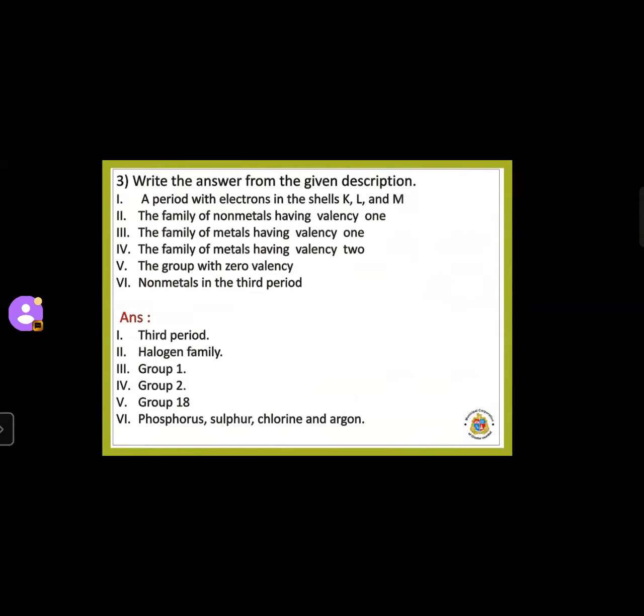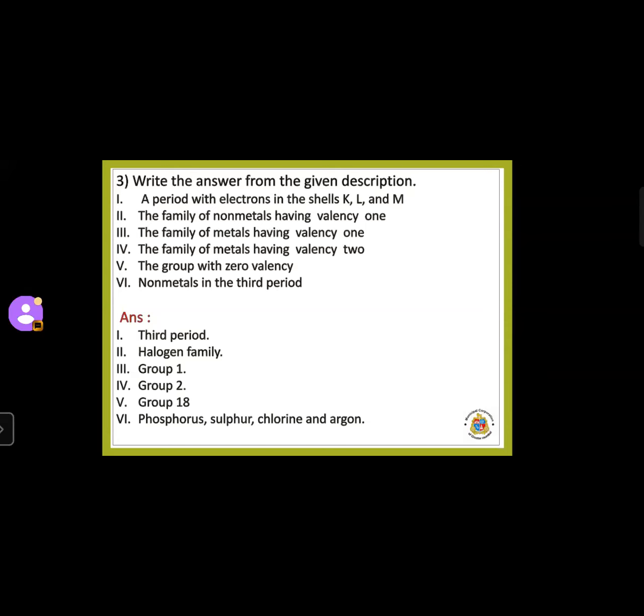Now first question, that is a period with the electrons in a shell KLM. Second question is the family of non-metal having valency 1. Third one is the family of metal having valency 1. Then family of metal having valency 2. Then the group of zero valency, and last one is non-metals in the third period.